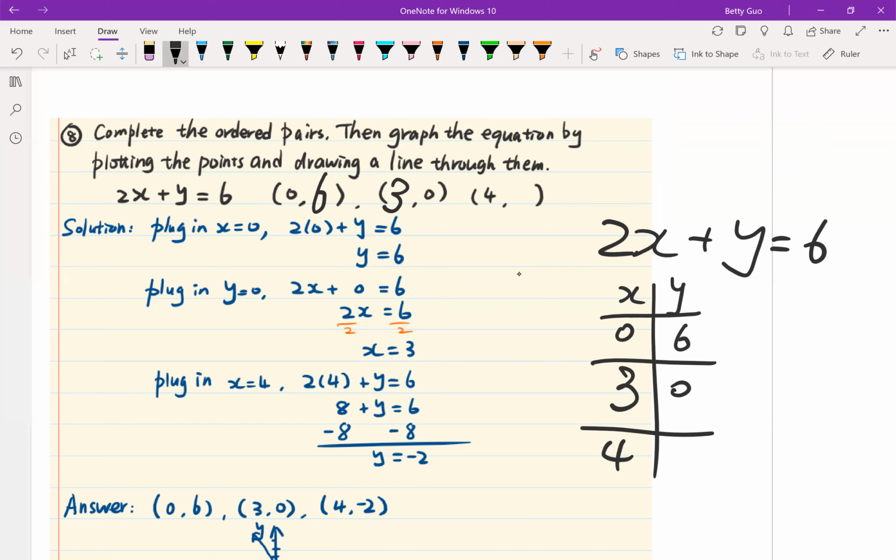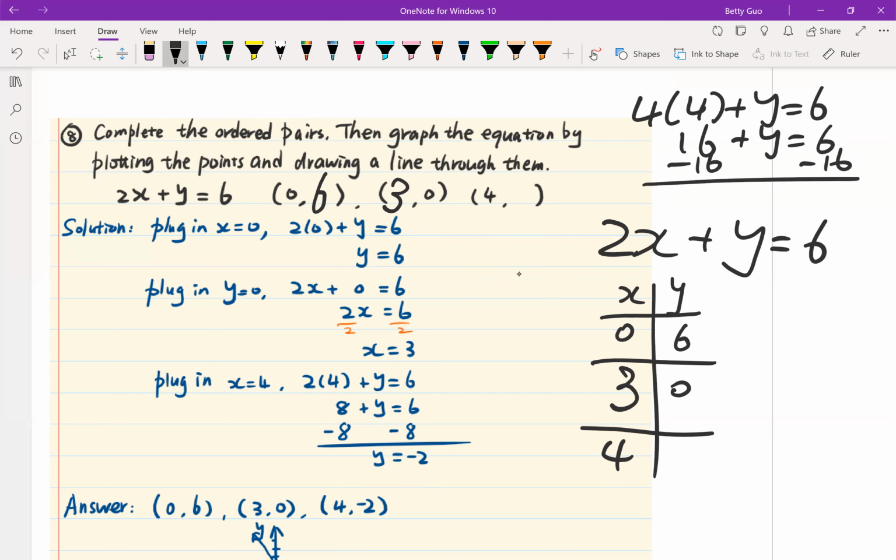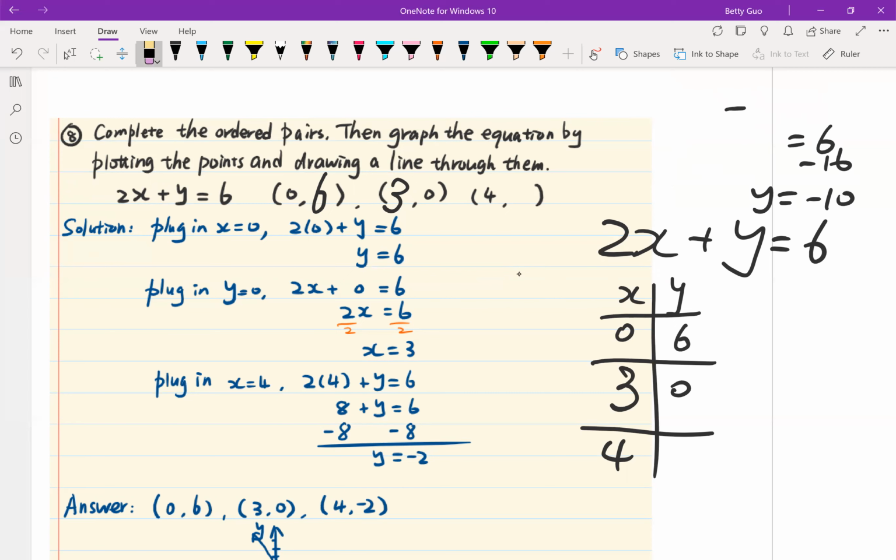Part 3, we are given the x value is 4. So let's plug in x equals 4. 4 times 4 is 16. Minus 16 from both sides. Y is -10. Oops, hold up. Oh, sorry, my bad. I copied the coefficient wrong.